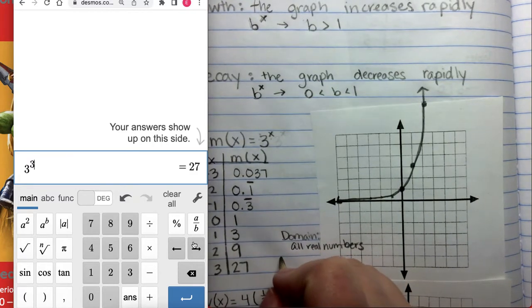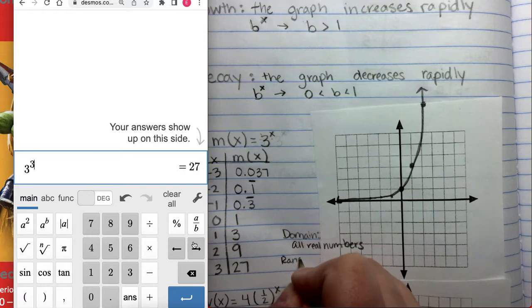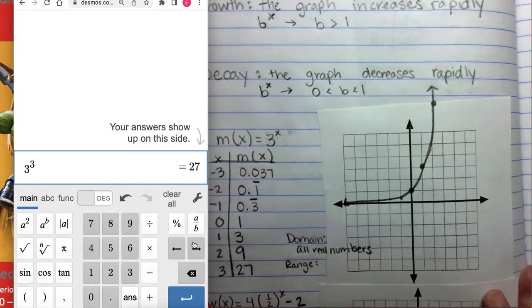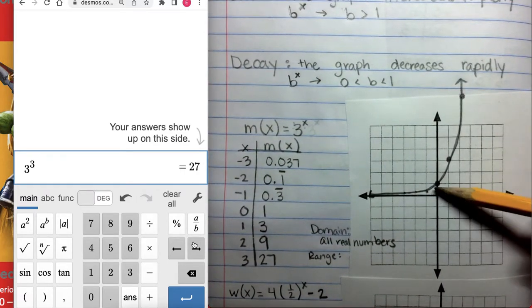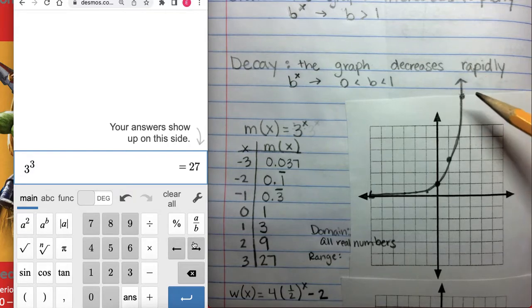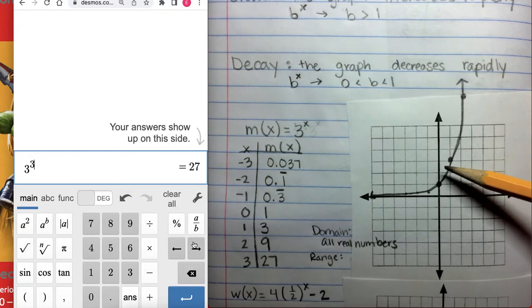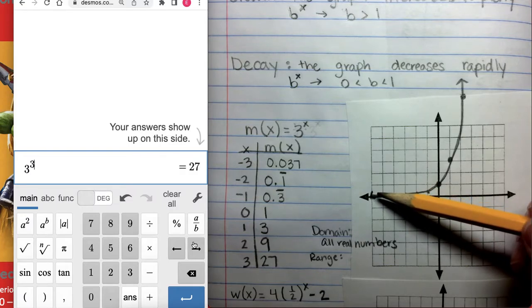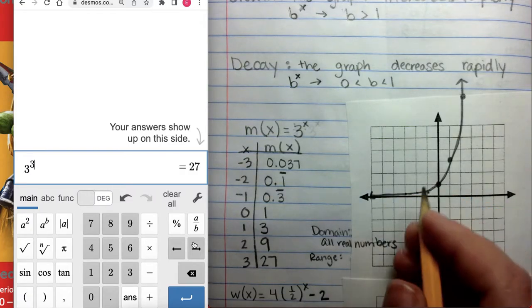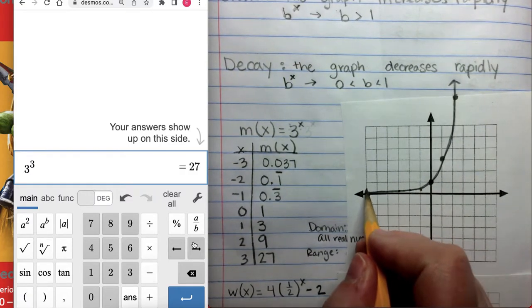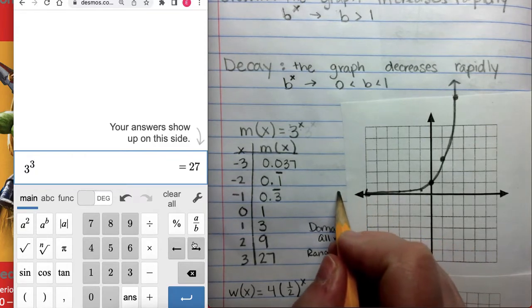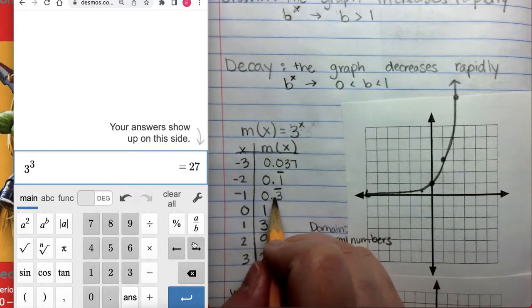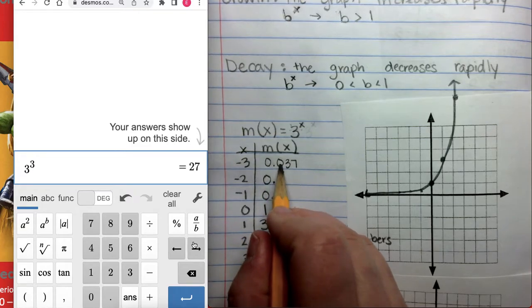And then our range goes up and down. And our range isn't, it's going to keep going up, up, up in this case when we go to the right. When we go to the left, it's going to keep getting closer and closer to 0, but it never actually touches it. So we see that it's going to keep getting to 0, and we see that here when it goes 0.3, 0.1, 0.037.